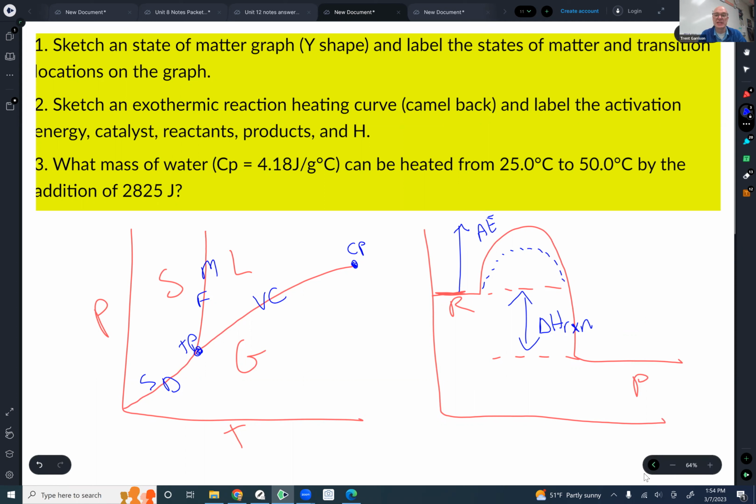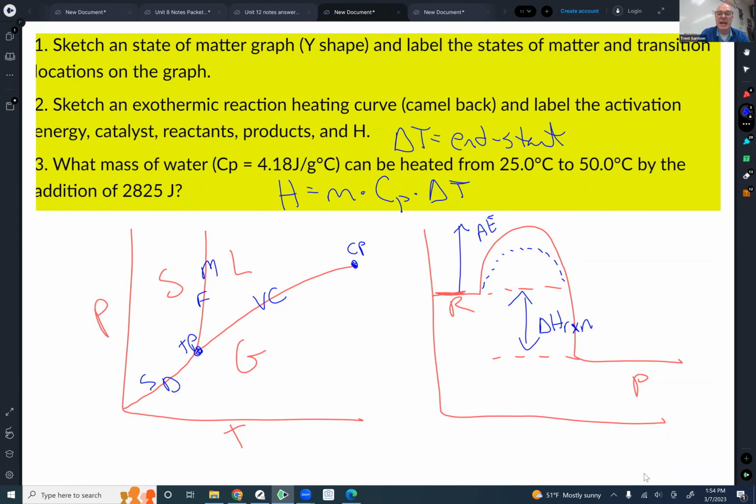Okay, last question is getting us to a math problem. So here we go. What is the mass of the water that's going to be heated? So we need to know our formula. Heat is equal to mass times specific heat times the change of temperature. And change of temperature is the ending minus the starting temperatures, the final minus initial.